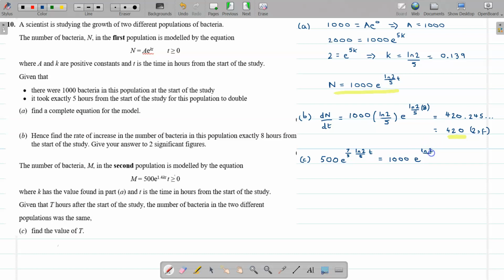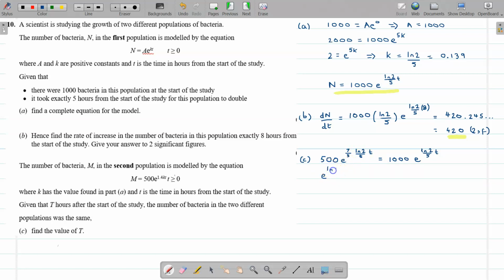Okay, log 2 over 5 times t. Now the next thing I would do is take out the, notice that I've got a 500 and a 1000. If I just divide both sides by 500, that's going to give me e to the power of, now I'll do something else as well here. So what I'm going to do is put the log 2 with the e.